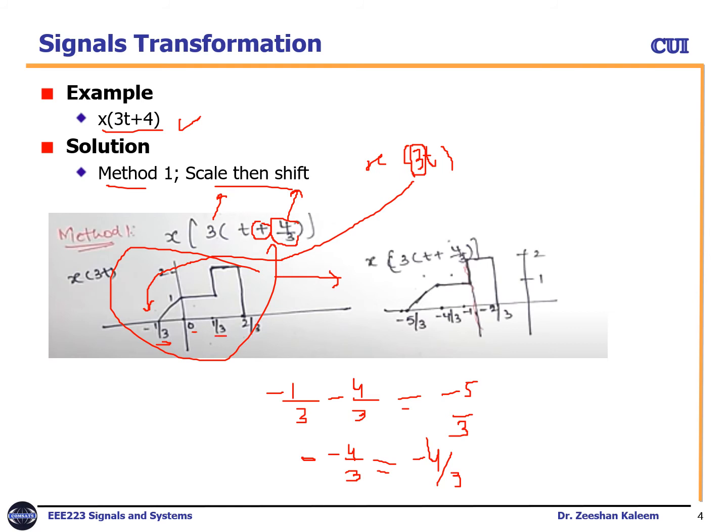It will shift to the left. And then the other one is 1 by 3. So 1 by 3 minus 4 by 3 will become minus 1, right? Simple calculation here. So 2 by 3 minus 4 by 3 will become minus 2 by 3.